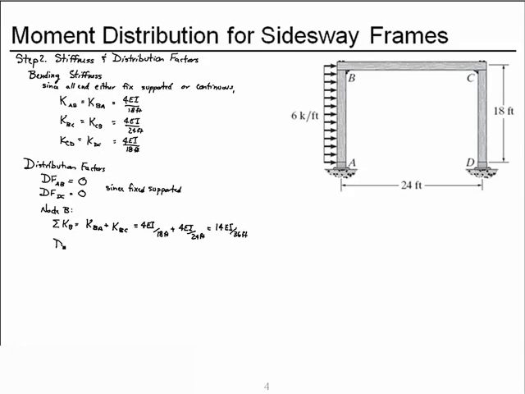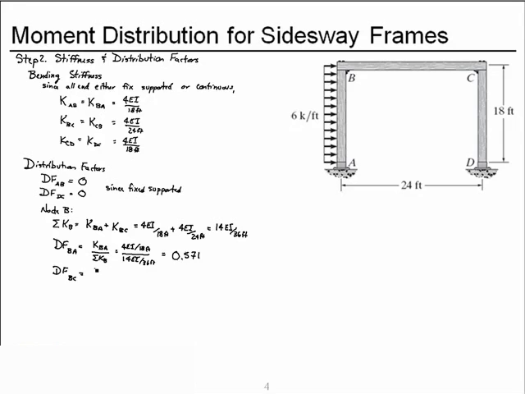Which means that our distribution factor BA, the percentage that will come back to member BA when node B is released, will be 4EI over 18 feet divided by 14EI over 36 feet. We evaluate that expression and find 0.571 is the portion that distributes back into BA.